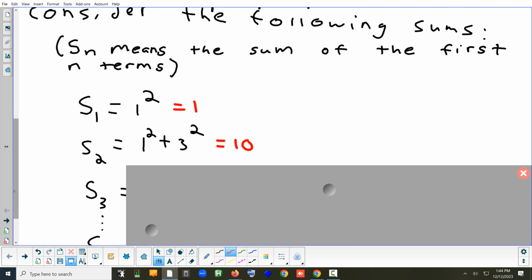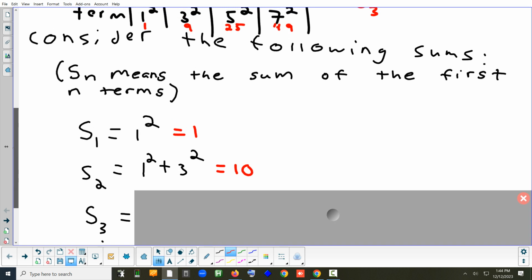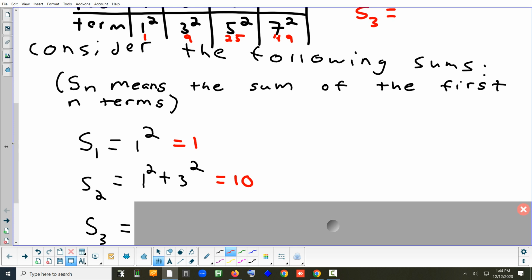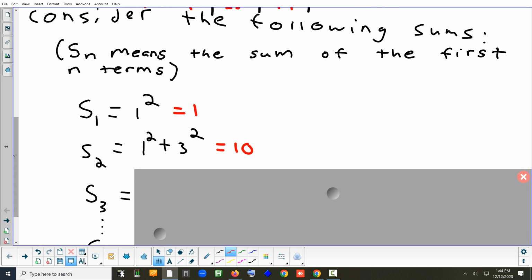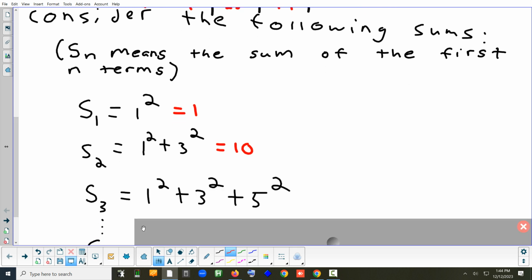Let's do the sum of the first 3. We have to get 10. 1 plus 9. Okay. Can somebody list off the first 3 terms? 1 squared, 3 squared, 5 squared. And that's 25 plus 10. It's 35.